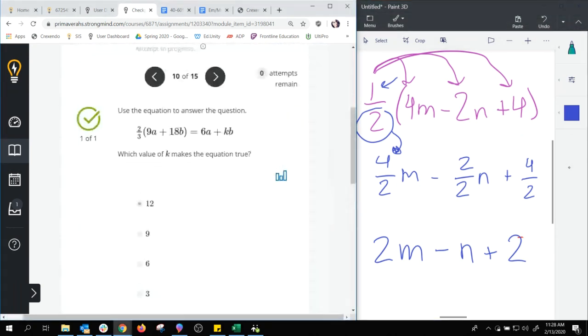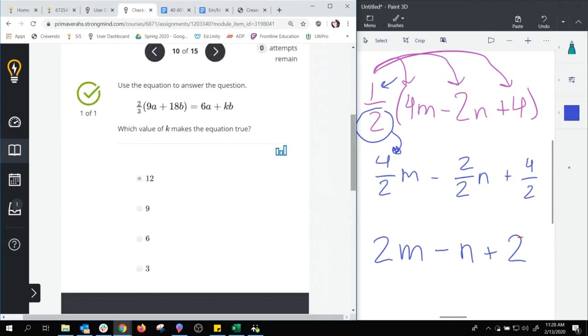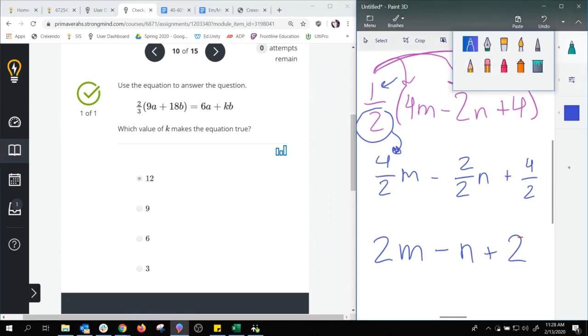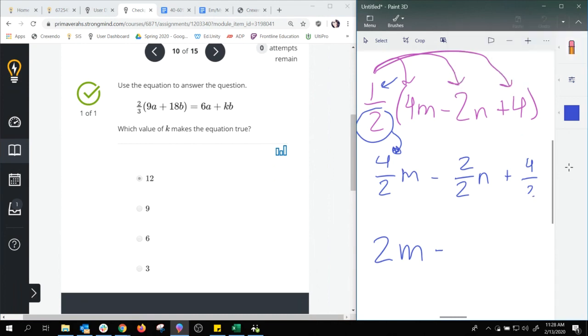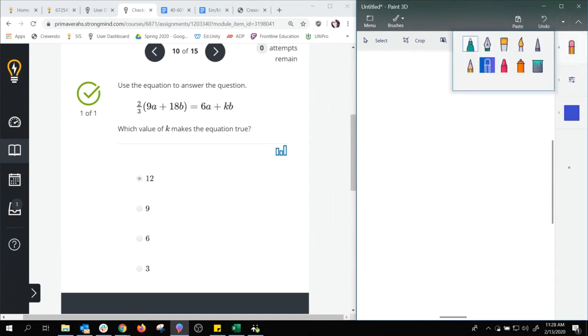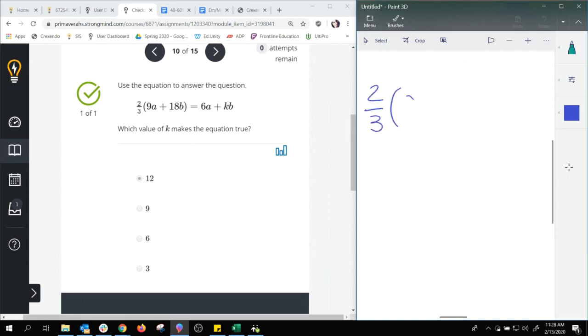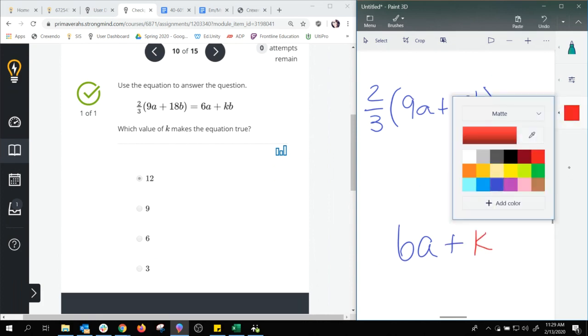Number 10, use the equation to answer the question, which value of k makes the equation true? Oh, this one's like that one in your workbook. Okay. So I have 2 over 3 times 9a plus 18b. And I have 6a plus this k and then b.